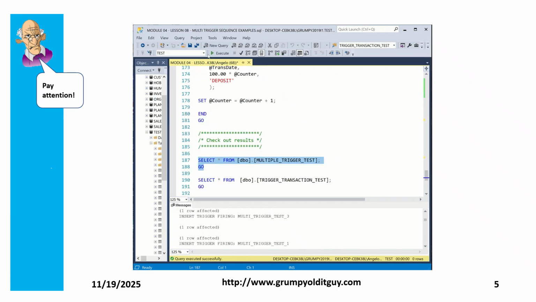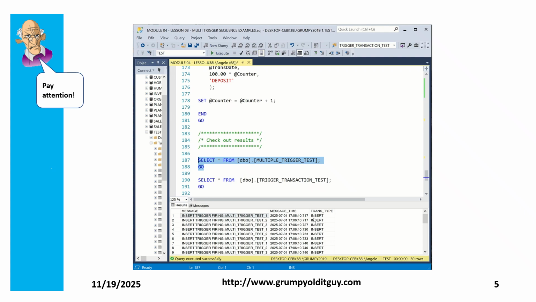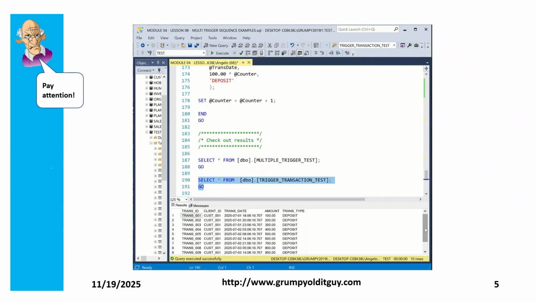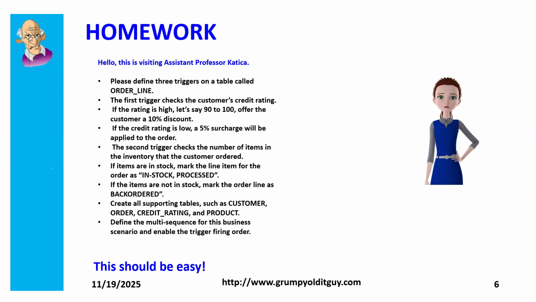So final check. Okay, there it is, 1, 2, 3. As you can see, the triggers are firing off in sequence, the time. And let's look at our test transaction table. You got all these deposits. So that's it. So that's how multi-trigger sequences are defined. Very easy. So hopefully you won't find the homework too challenging. So let's just continue and wrap up this lesson.